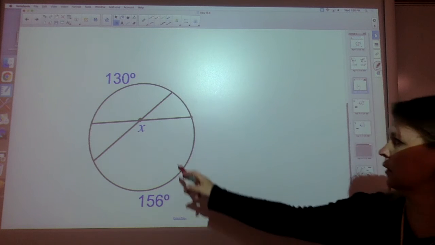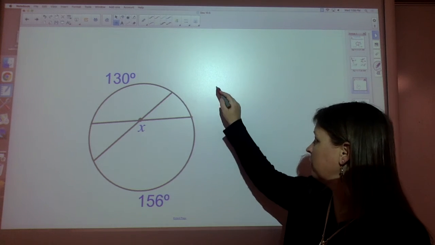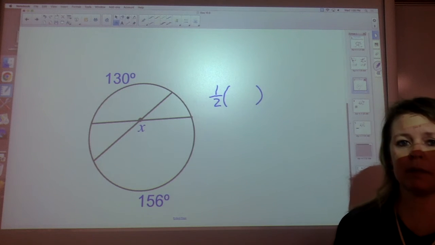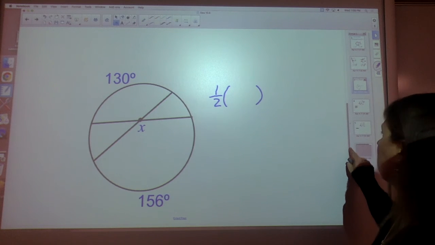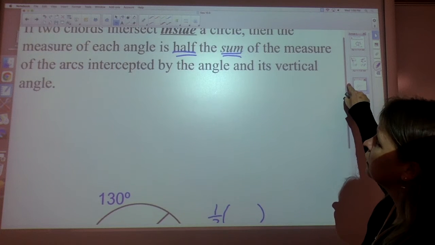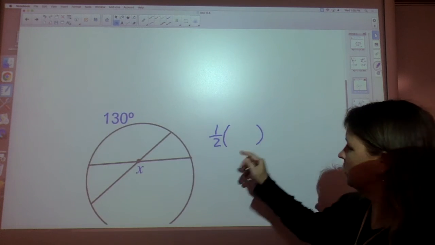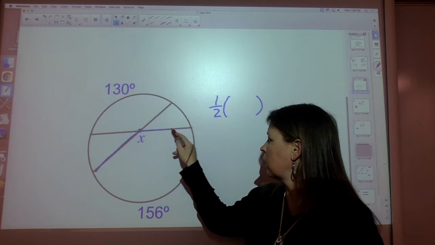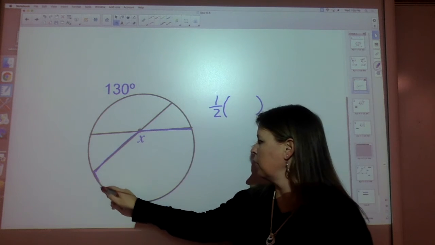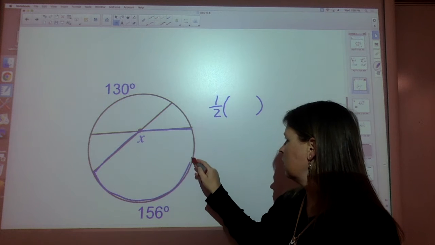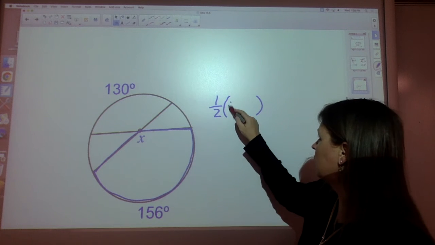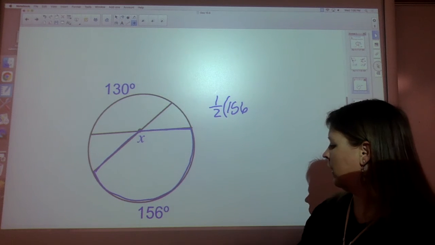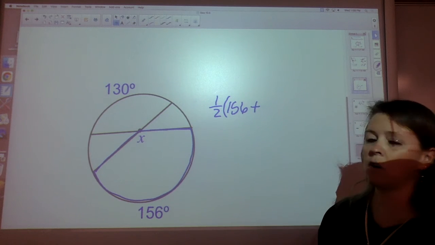The measure of an angle is half of the sum, we're going to put the sum in parentheses, of the arcs intercepted by the angle. So here's this angle. We're looking for x. It's half of the arc intercepted by its angle, 156 degrees. Ooh, I need bigger parentheses. And the sum of that and its vertical angle.